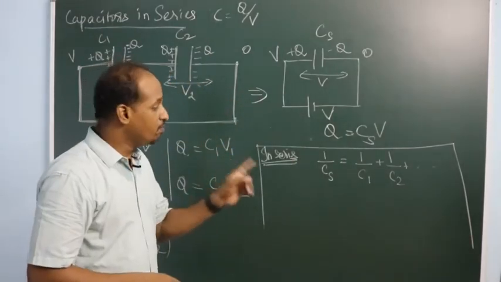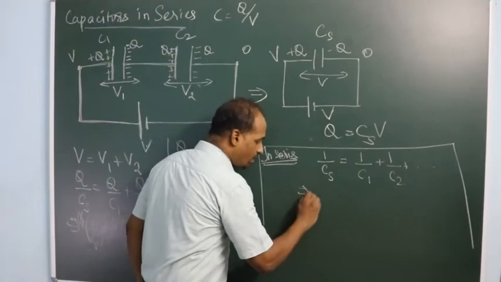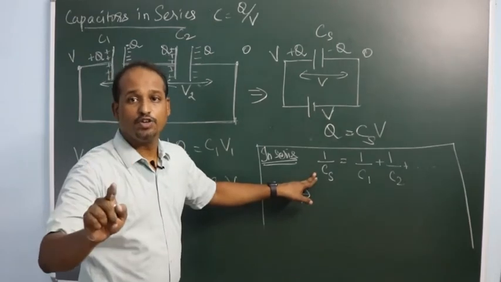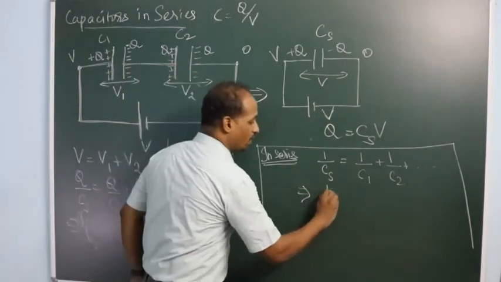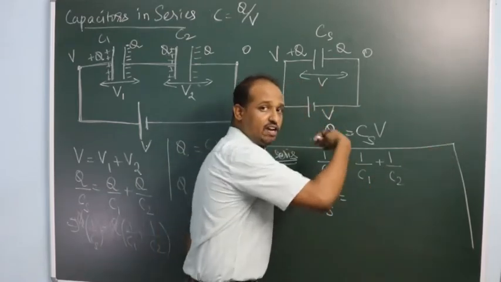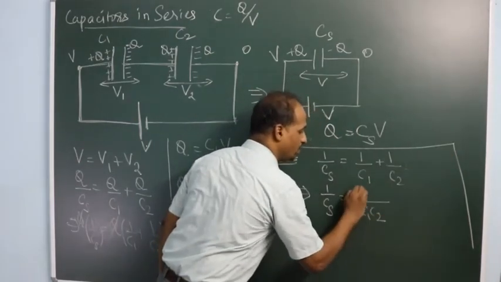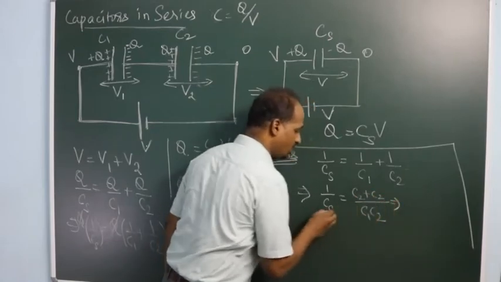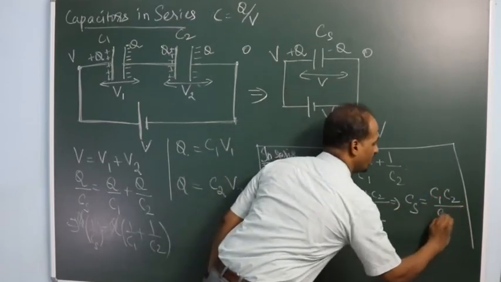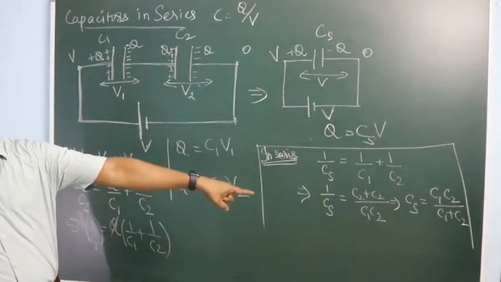So what is the important result here? Suppose you have only two capacitances. Then 1 by CS equals 1 by C1 plus 1 by C2. If there are n capacitances, it continues up to n terms. If you take the LCM, C1 C2, the numerator is C1 plus C2. Taking the reciprocal, the effective capacitance will be C1 C2 by C1 plus C2. When two capacitors are there, effective capacitance is C1 C2 by C1 plus C2.